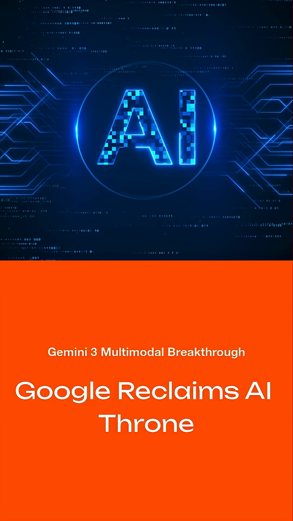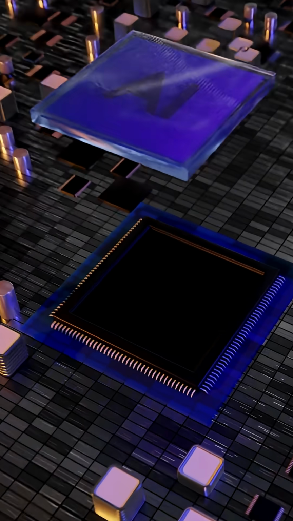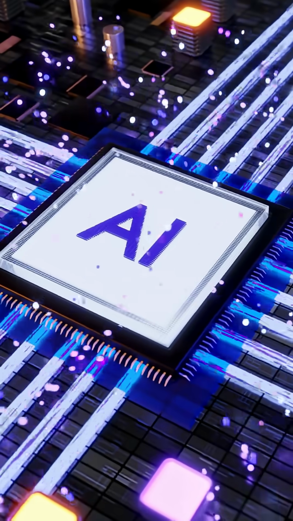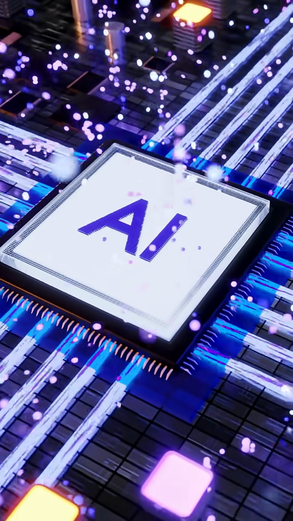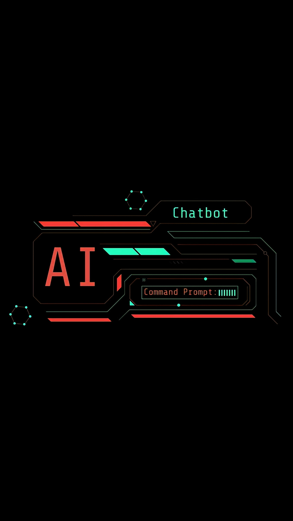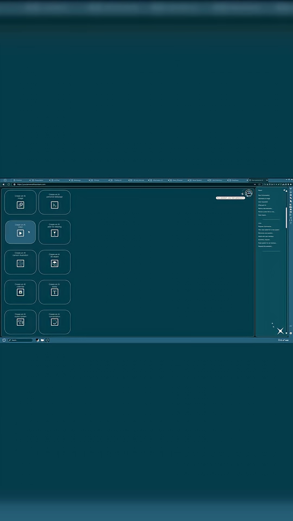Google just reclaimed the AI throne. Gemini 3 is beating everyone on multimodal benchmarks, and it's available right now. Google released Gemini 3 yesterday after weeks of hype, and the company is calling it the best model in the world for multimodal understanding. That means text, images, video, audio, and code all processed simultaneously with state-of-the-art reasoning underneath.